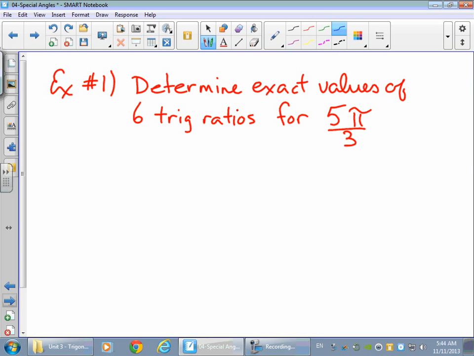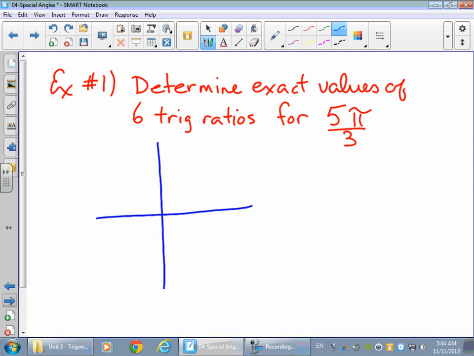Okay, so finally, determine the exact values of the 6 trig ratios, 5 pi over 3. So the textbook is going to give you a slightly different answer. I like this way of doing things a little bit better, but certainly if you've done these before using what you see in the textbook, that's fine with me as well.